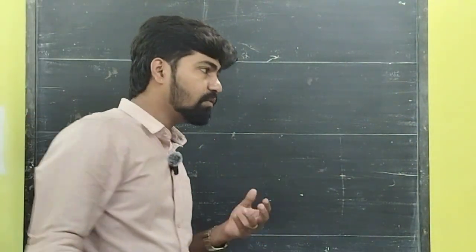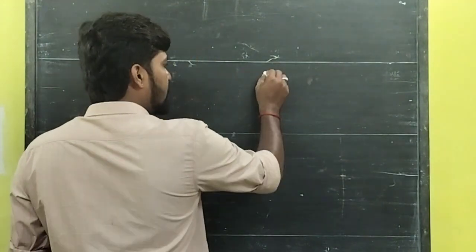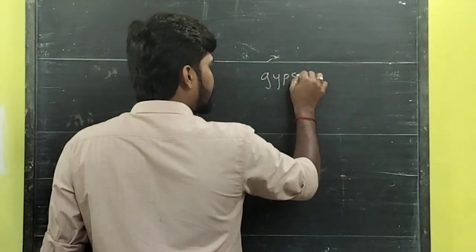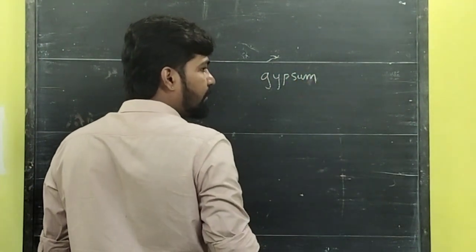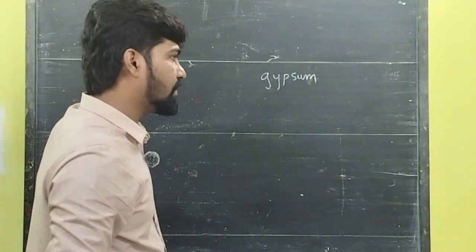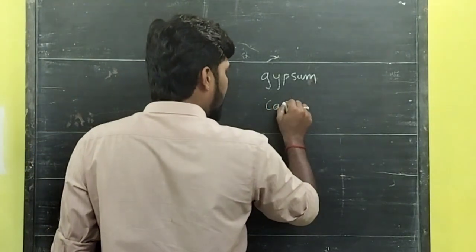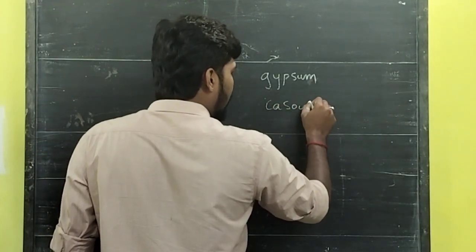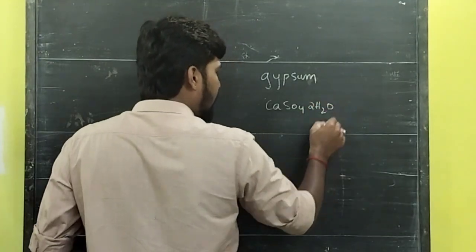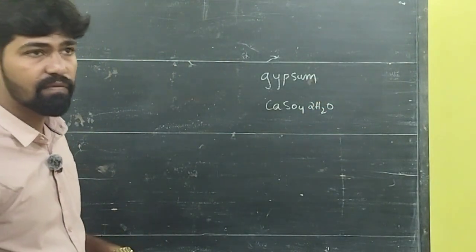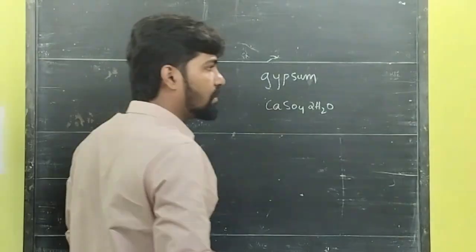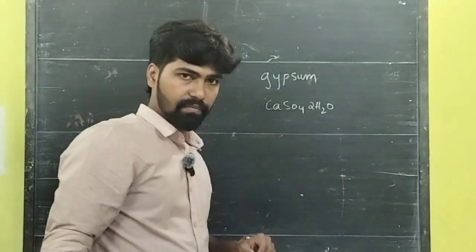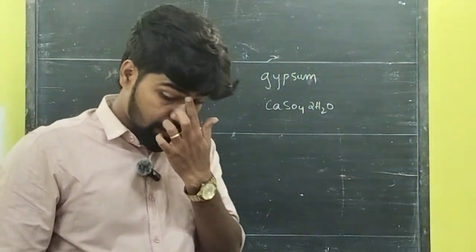If the soil is acidic in nature, you will add something called gypsum, which is nothing but a base itself. The formula of gypsum is CaSO4·2H2O. That is calcium sulfate dihydrate, calcium sulfate dihydrate.